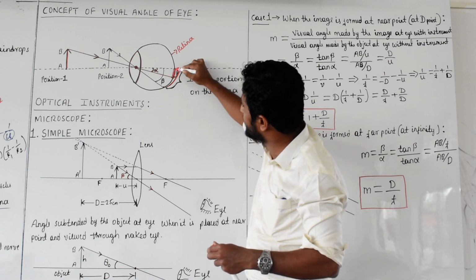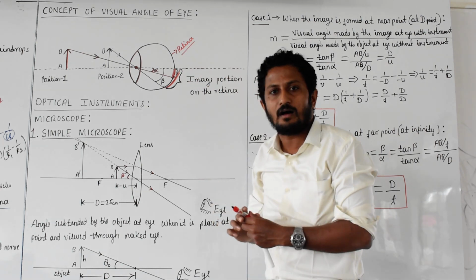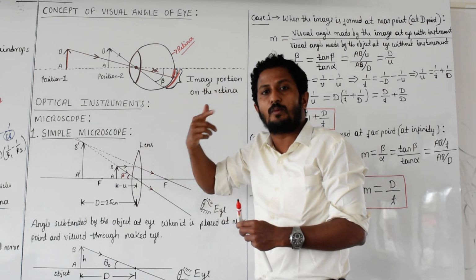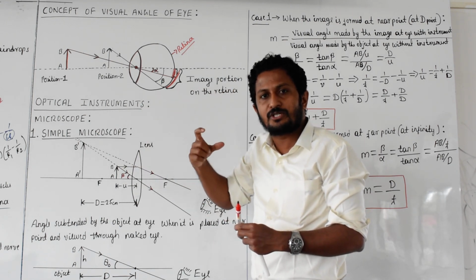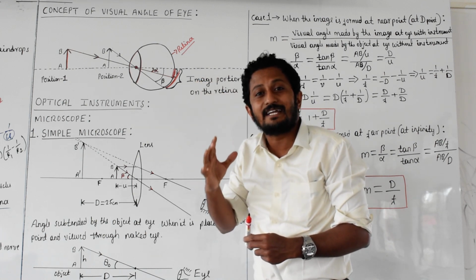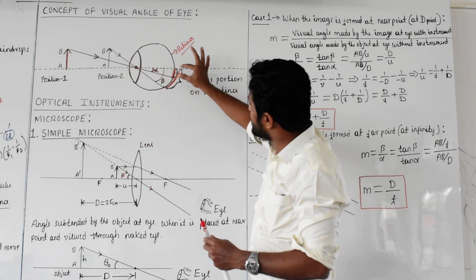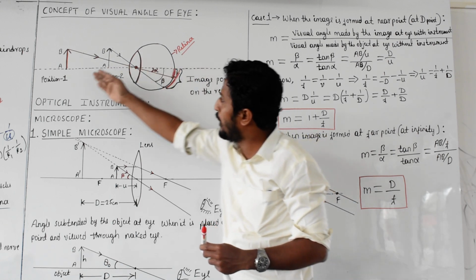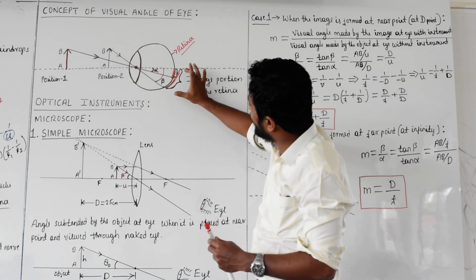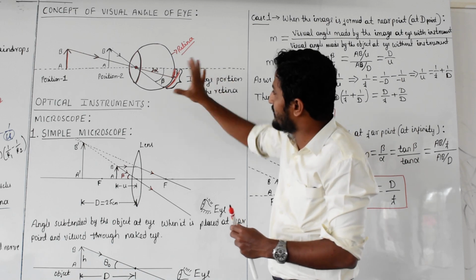Previously the image was formed on this portion, now the image is going to be produced on this much larger portion of the retina. What can we conclude? As the object comes nearer to our eye, the portion of the image formed on the retina keeps increasing. When the object is at position 1, its image portion is this much. When the object comes near to the eye, its image formation increases. Getting what I mean to say? Here you see.